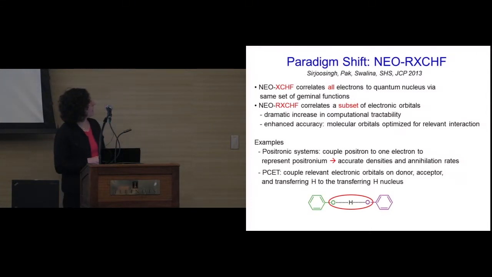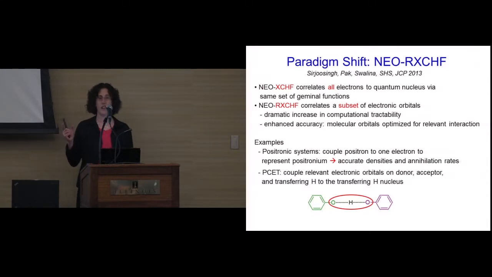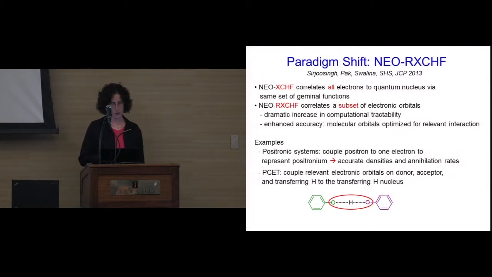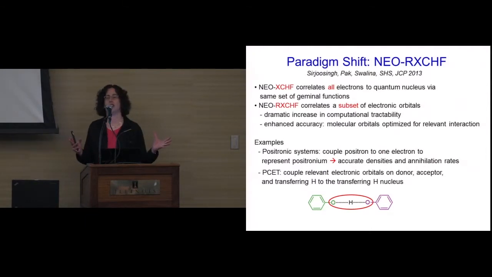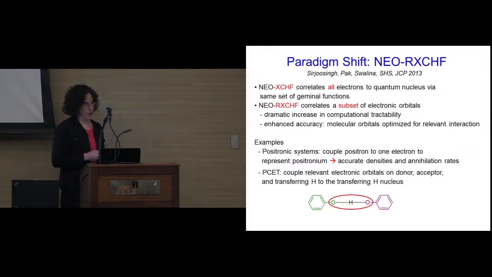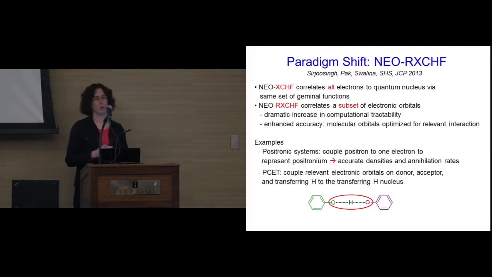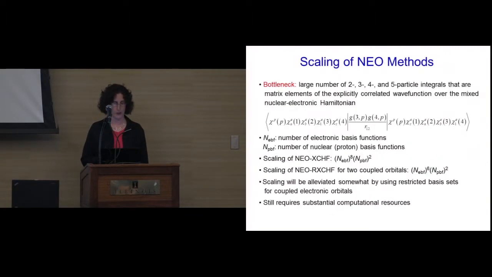And we've applied this to positronic systems, so we can couple a positron to one electron, get positronium, and then we've shown that this works very well. We've compared it to highly accurate calculations. We get accurate densities and annihilation rates. But what we really want to do is study those PCET systems I talked about at the beginning, the ones that occur in photosynthesis and solar cells and all that. But to do that, we need to treat protons quantum mechanically, not positrons, and we also need to couple more orbitals. And it turns out it's more expensive.